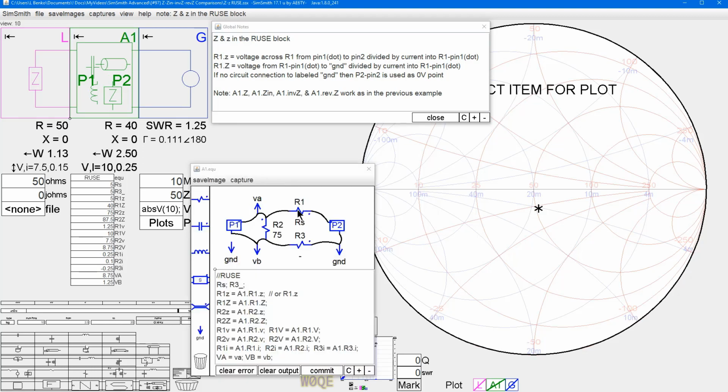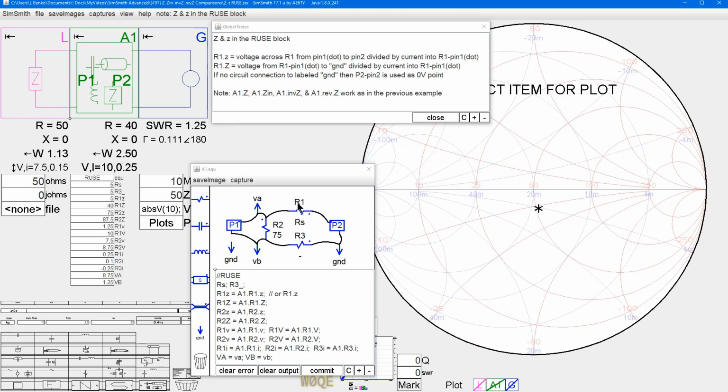This Ruse block consists of 3 resistors, and I set the values in 3 different ways. The first way is just to remind everybody how you can do it. If you do nothing, SimSmith gives you this way of doing it. You get a reference designator, and the value for the component is R3 underscore. You're given a parameter, R3 underscore, that you fill the value in. So this is a 5 ohm resistor in this example.